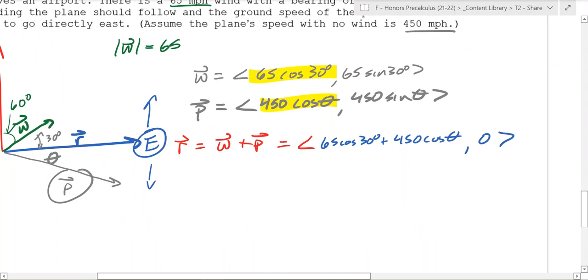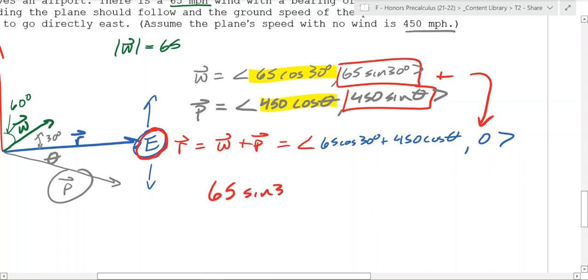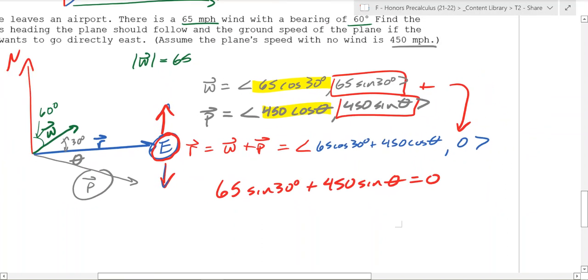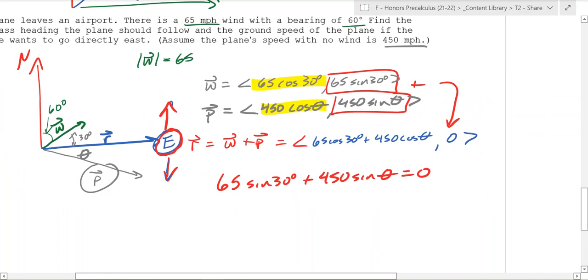So what this means is we have enough information here to set up an equation. We know that this part plus this, when you add them together, has to be 0 because they're going to cancel each other out and leave you with just going to the east. So the simultaneous equation you can set up is 65 sine of 30 degrees plus 450 sine of theta will equal 0. We know that because it's going east, which means it has no y component. The y component is 0. So this question is not asking about the horizontal component right now, this allows us to find the theta value, which is what we need.